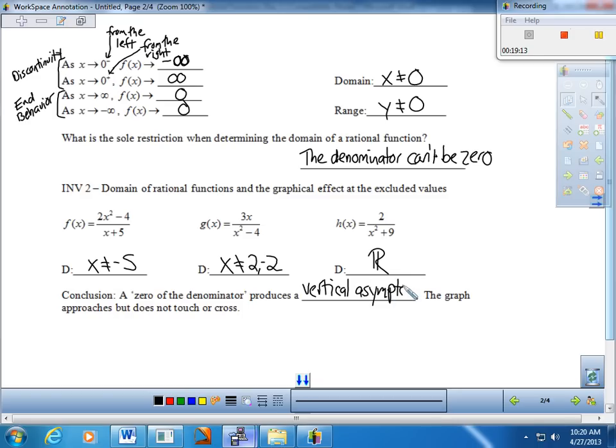All right, super. So the graph is going to approach it, but will not touch or cross it.